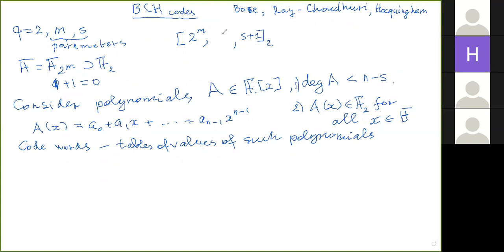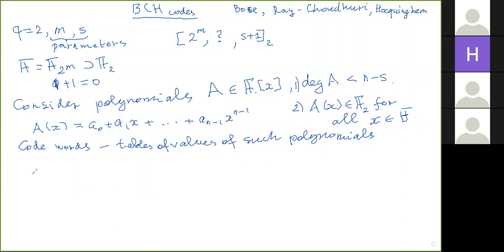And the only remaining question is what can be said about the dimension of that code. How many such polynomials are there? And this is a very non-trivial question, and in the remaining time, I will explain how to compute it.